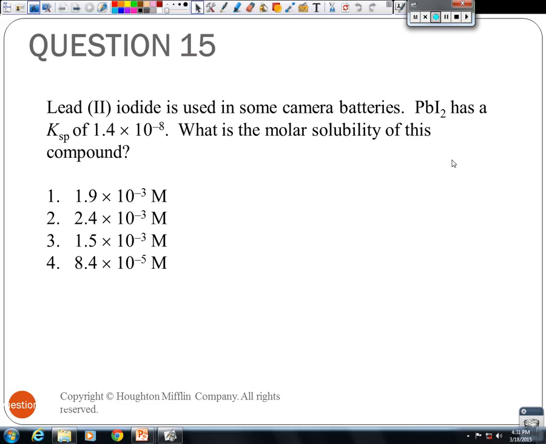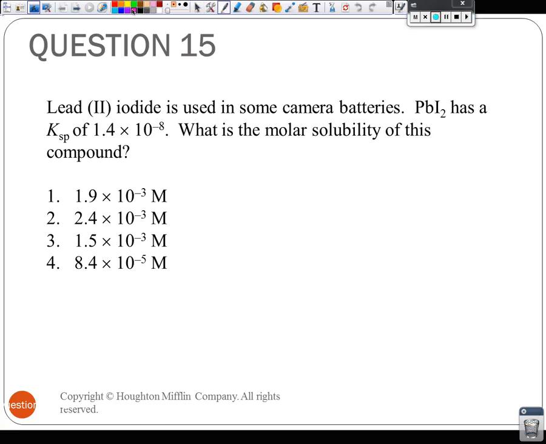The first one we're going to work through is the Ksp problem. I'm going to look at it from two different perspectives. So, lead(II) iodide, the first thing I was going to say is write the compound, but we have the compound right there. So lead(II) iodide has a Ksp. So let's talk about what sp stands for. What does that mean? Solubility.